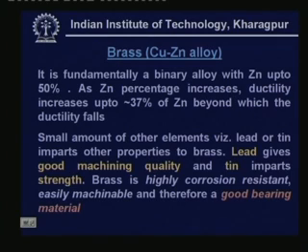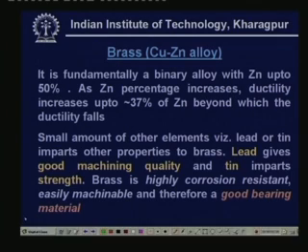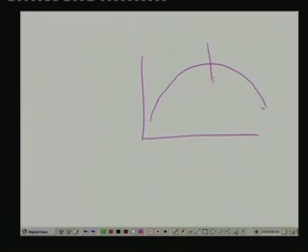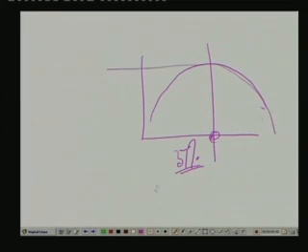That means you are having some sort of this, if I plot it like this. So, that means if you are having the ductility and zinc composition, it is something like this. So, the optimum value of zinc is somewhere around 37%, beyond which the ductility increases and then it falls. So, that is the composition of the zinc, which can be around 37% for an optimum value.